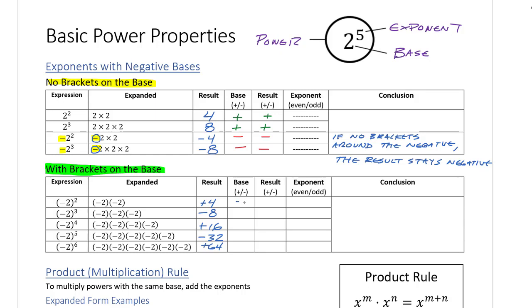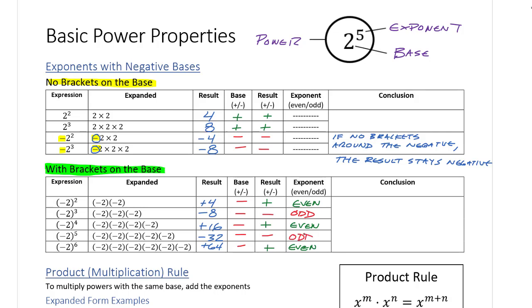So all of these started with a negative value on the base, right? So I'm just going to write the negatives in here. But only some of them end up with negative results. We'll talk about negative exponents coming up a little bit later. So long story short, everything that has an even exponent is going to end up with a positive result. And everything with an odd exponent is going to end up with a negative result.